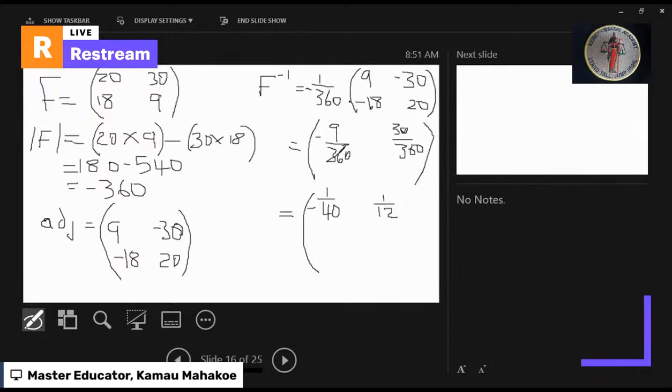The negative 1 over 360 times negative 18 will give a positive 18 over 360, which reduces to 1 over 20. And negative 1 over 360 times positive 20 would give a negative 20 over 360. And that cancels to negative 1 over 18. And that's the inverse of matrix F.